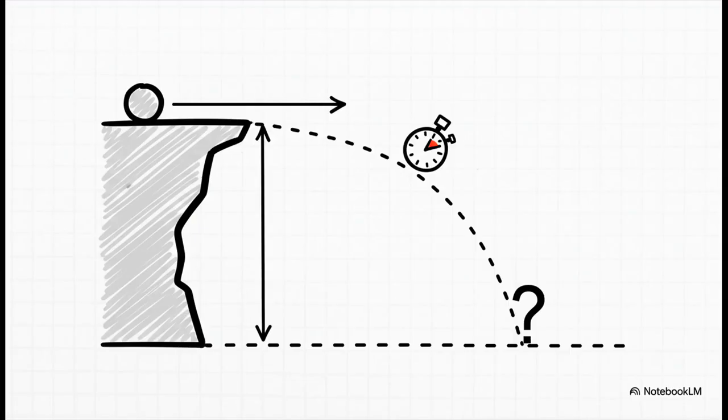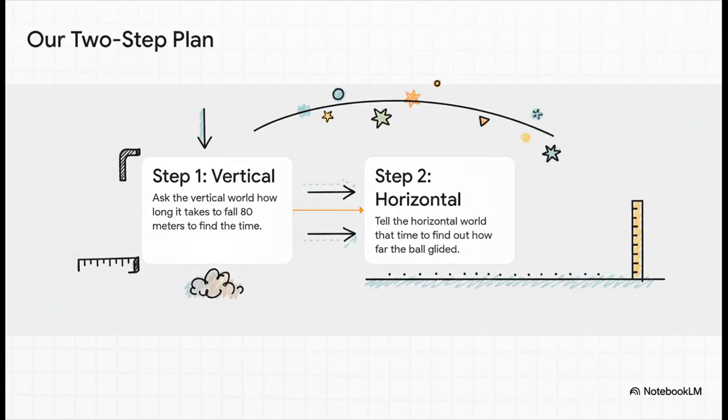So here's the scenario. We've got a ball. It's thrown perfectly sideways, horizontally, at 20 meters per second from the top of an 80-meter high cliff. We need to figure out two things. How long is it actually in the air? And how far from the base of the cliff does it land? And our plan is super simple because we're using our two worlds thinking.